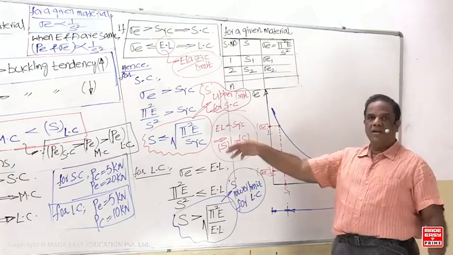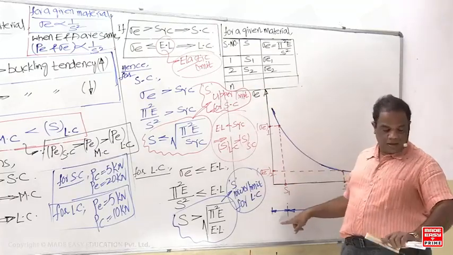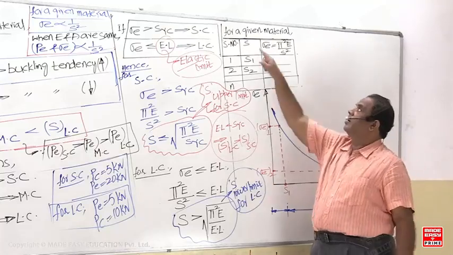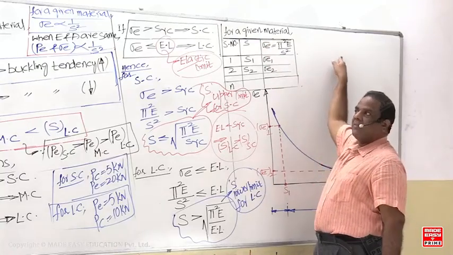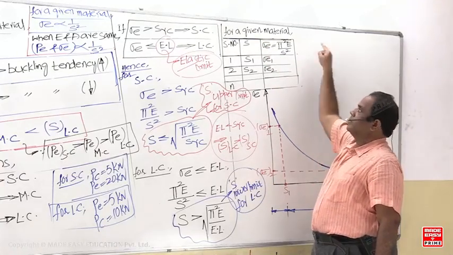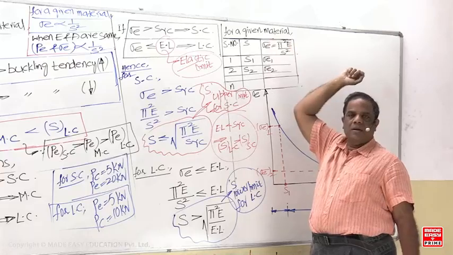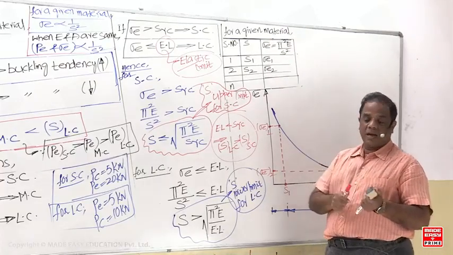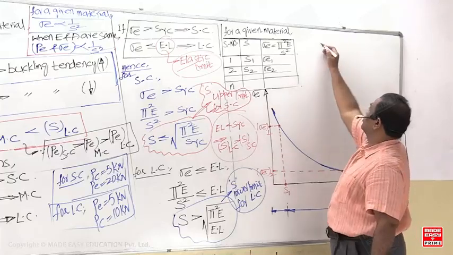So whatever you have studied, I'm expressing in tabular form, graphical representation. For a given material, E is the same. So directly, what is buckling stress inversely proportional to?